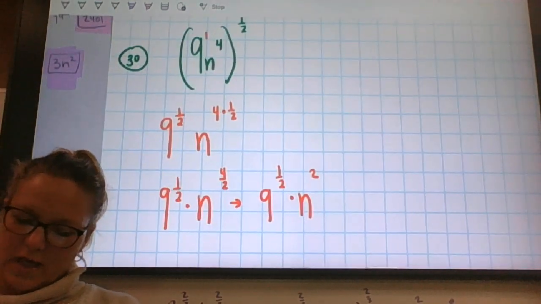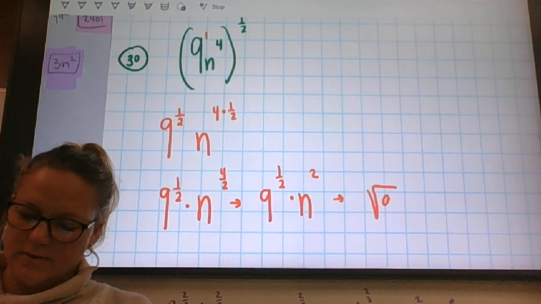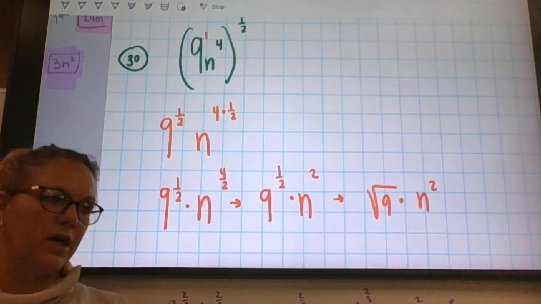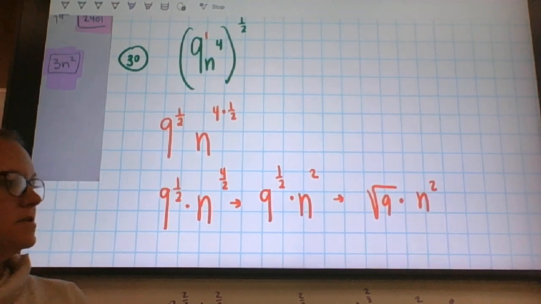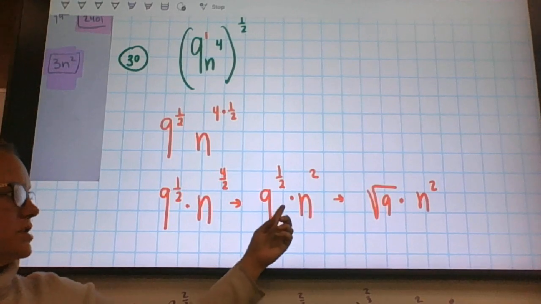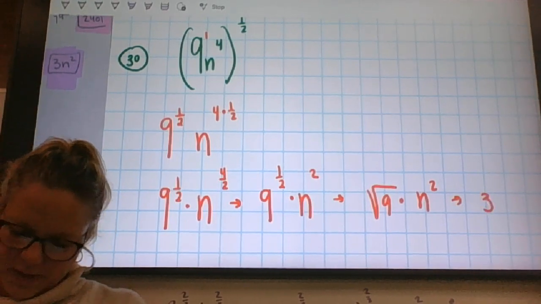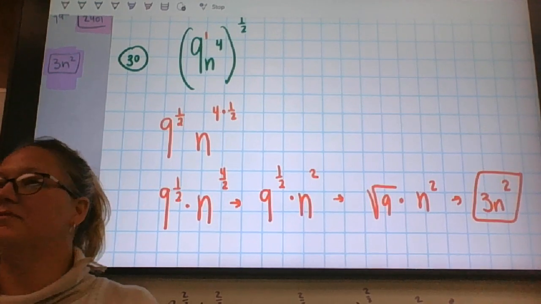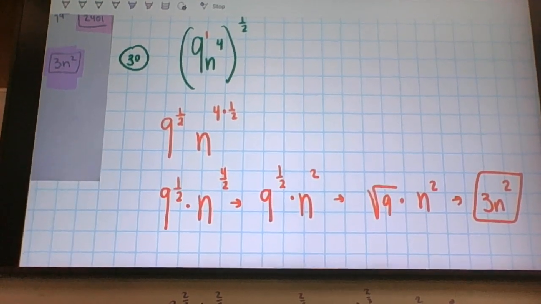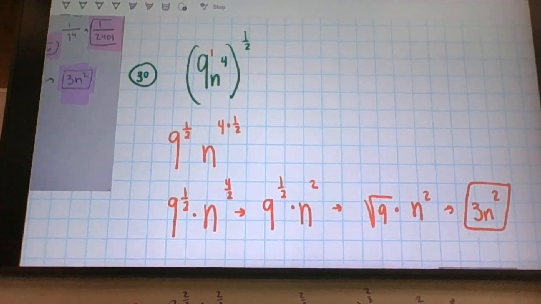Now 9 to the 1/2 is the square root of 9. And the 9 and the n are separate. They don't have to stay crunched together. That's why I'm putting that dot there. So that's how I got to 3n squared. Pretty cool, all the different steps you can take to break it down.